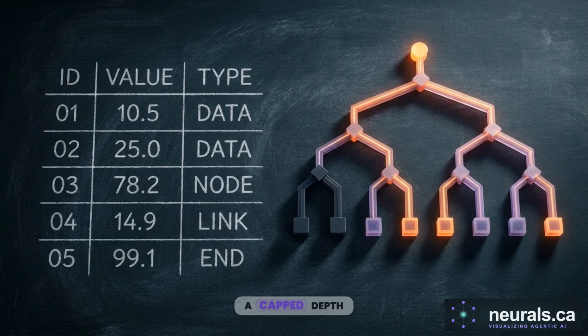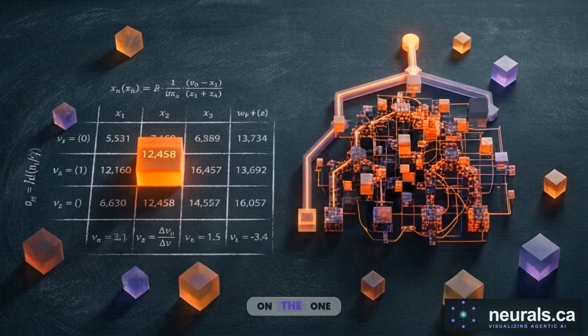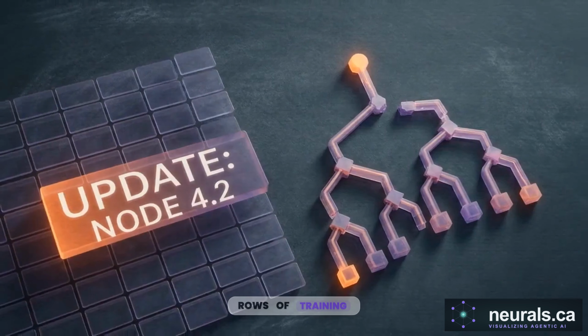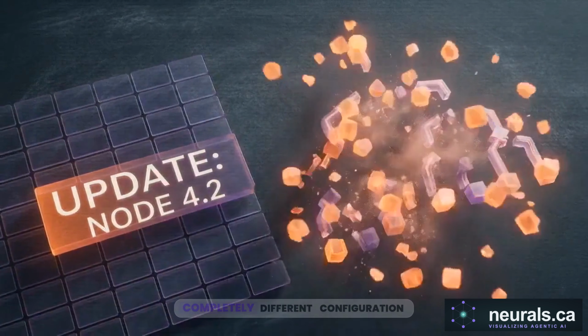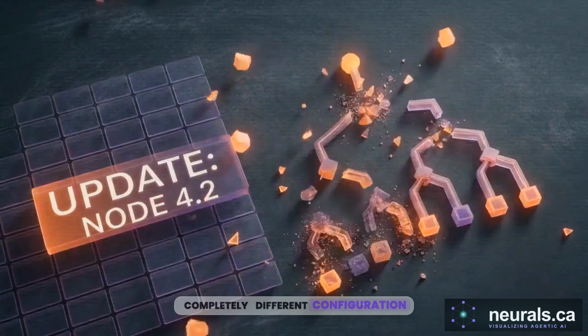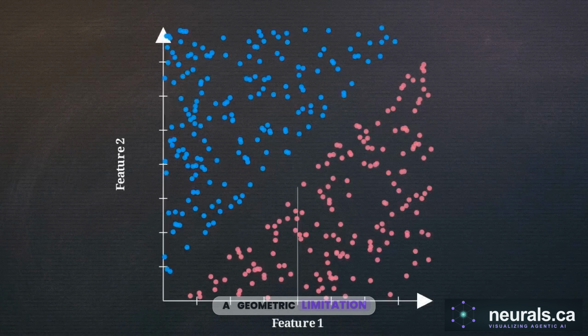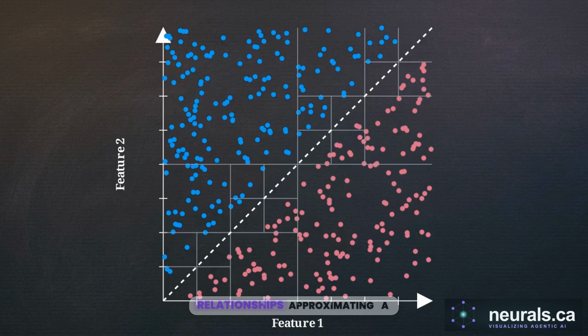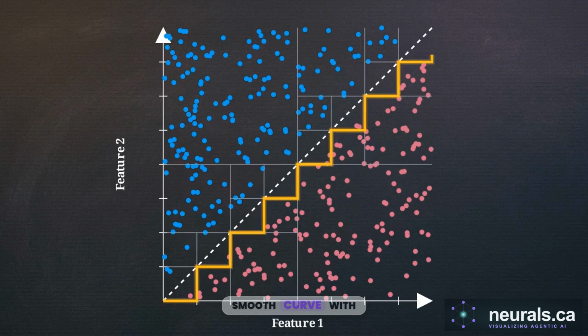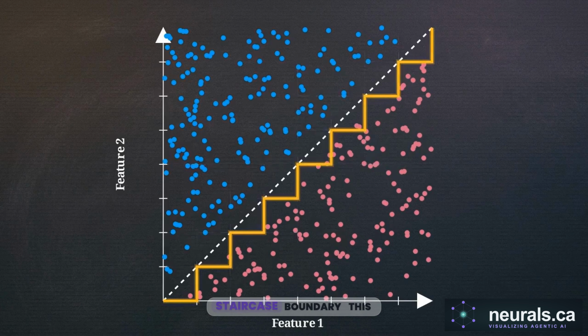Even with a capped depth, a single tree is unstable. Because each split depends on the one above it, changing just a few rows of training data can cause the entire structure to collapse and rebuild in a completely different configuration. We also see a geometric limitation, known as axis-aligned splits. Because the tree only draws horizontal or vertical lines, it struggles to model diagonal relationships, approximating a smooth curve with an inefficient, jagged staircase boundary.